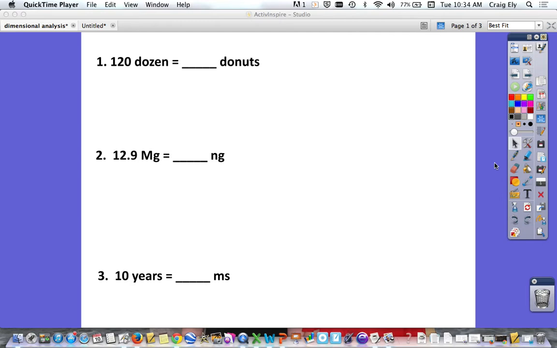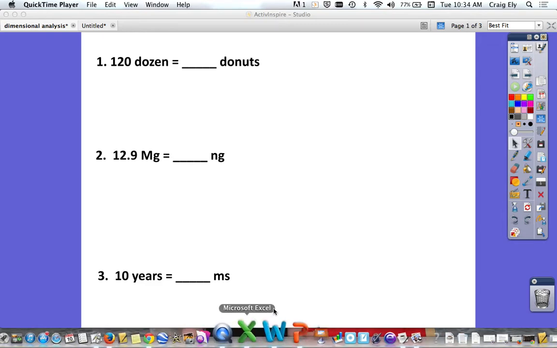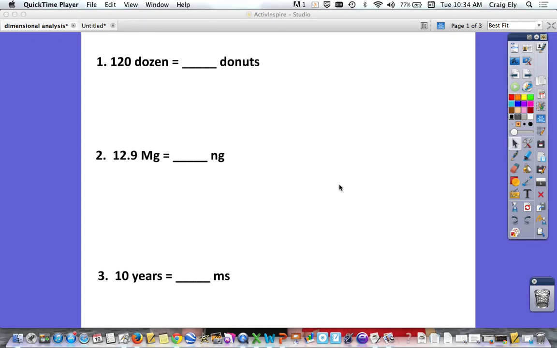So I thought this would be a good way to review, and we'll spend a whole day reviewing dimensional analysis as well. Okay, so let's get started. So remember, when we're talking about dimensional analysis, what we're doing is showing how different units of measurement are equal to each other. All right, so let's do a real quick and easy example.